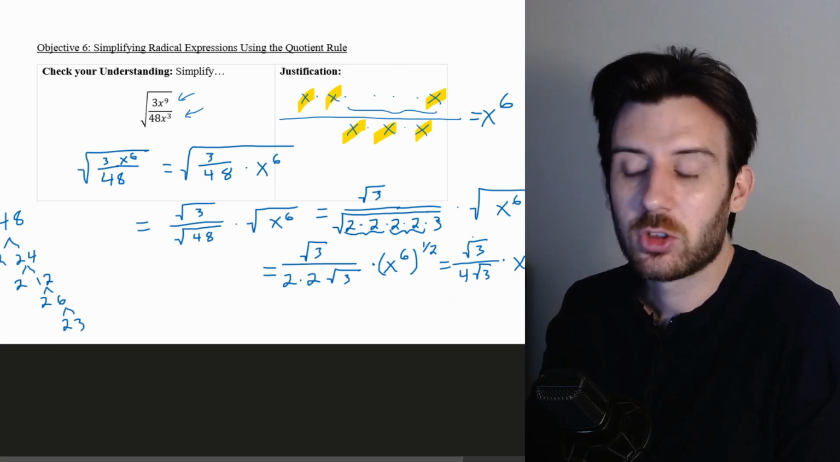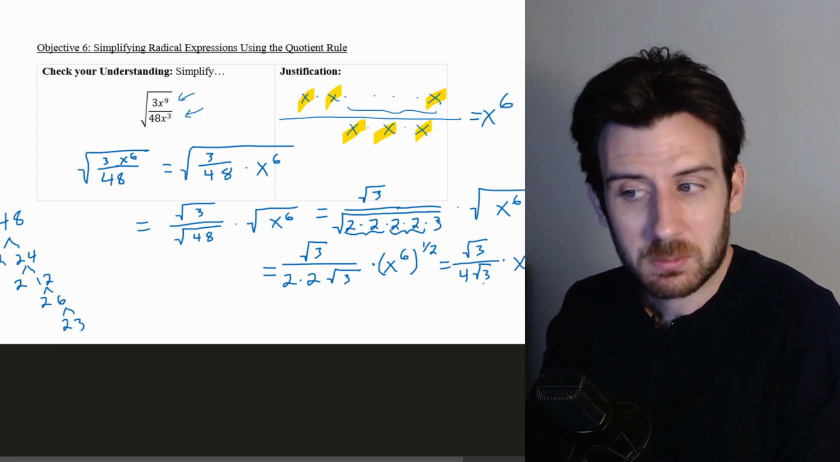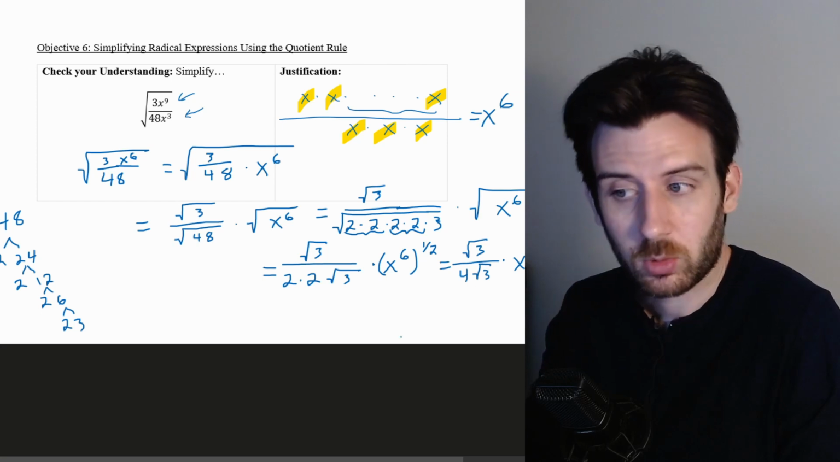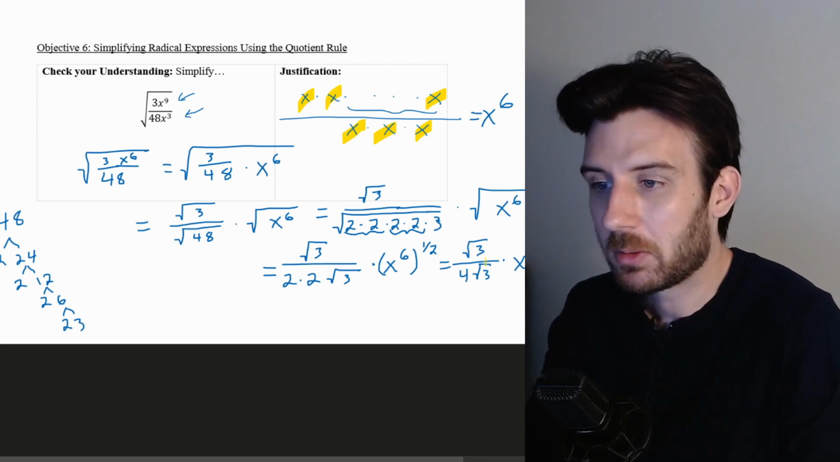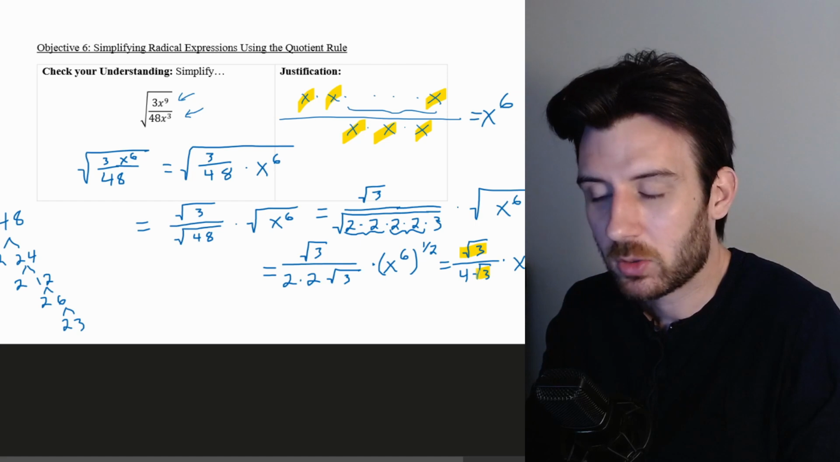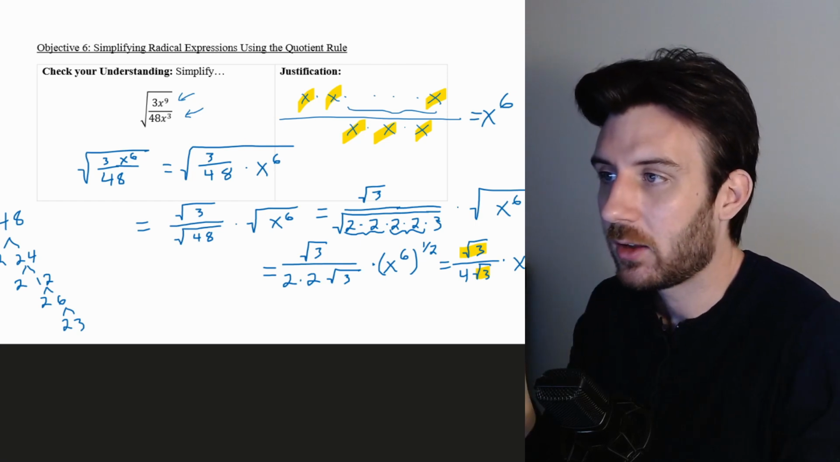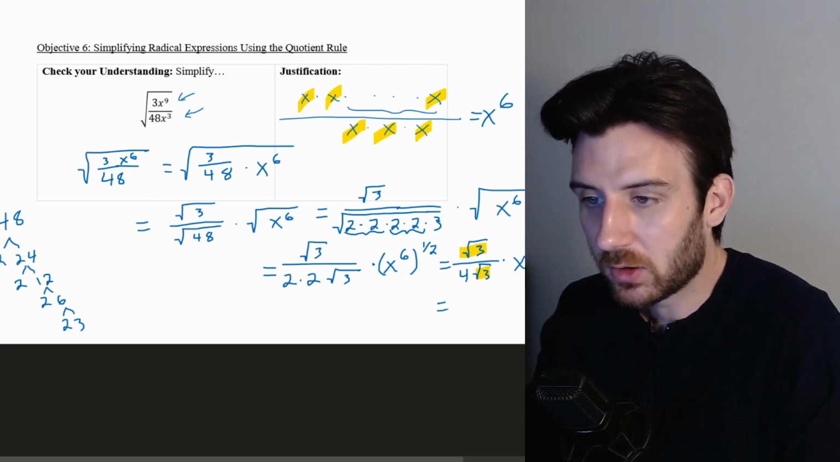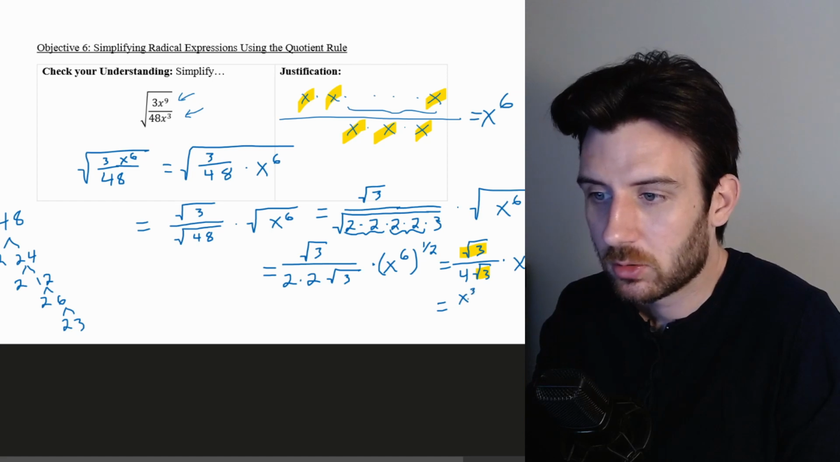And now we've got x cubed times the square root of 3 divided by 4 times the square root of 3. Those are the same thing on the top and bottom, nothing but multiplication between them. We can simplify that, and I think we'll be just about finished. x cubed over 4.